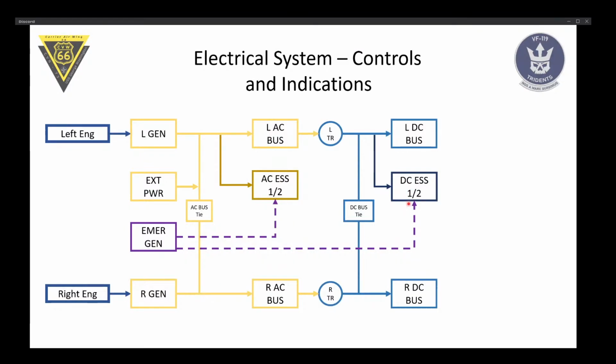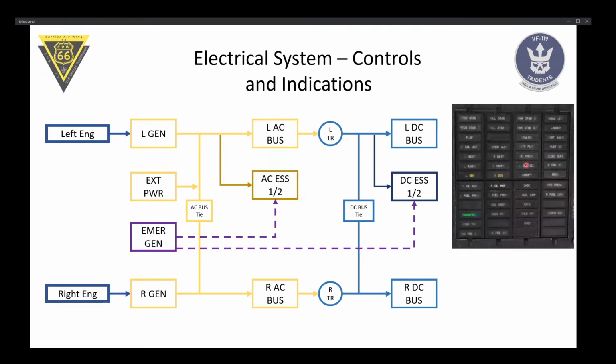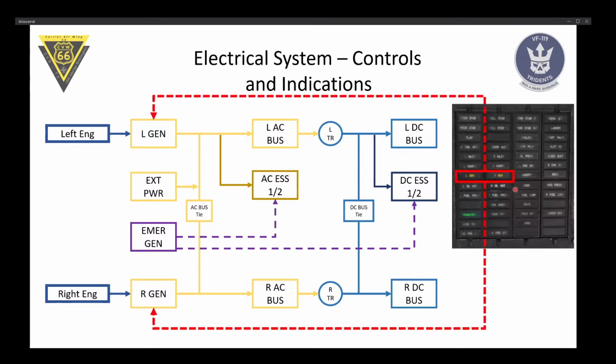Let's take a look at the controls and indications. There's not much to say. We have a left or right generator light, which means that the respective generator is not working. There's not much you can do about it. You can try to put the generator switch into off reset and then turn it back on, and hopefully it comes back online. But if it doesn't, you lost the generator. This is no big deal because one generator can take the load of the whole system. So basically losing one generator is not a big deal.